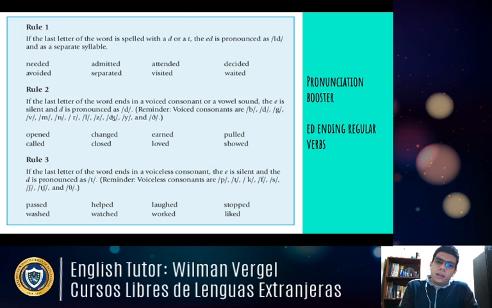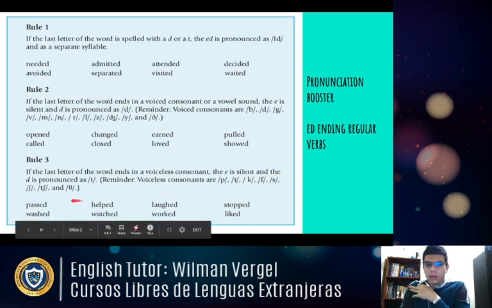Okay, and rule number 3 is if the last letter of the word ends in a voiceless consonant. So voiceless is the contrary of voiced. Voiceless is when the sound does not vibrate here in your vocal cords. The e is silent and the d is pronounced as t. Reminder, voiceless consonants are p, t, k, s, sh, ch, and s. Okay? So these sounds, maybe you cannot recognize these sounds.